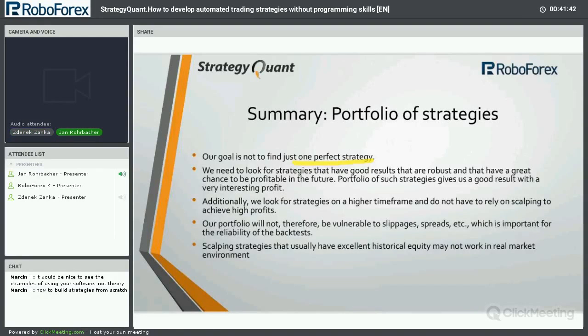What I want to add here is that scalping strategies that usually have an excellent historical equity backtest may not work on the real markets. Regarding scalping, I'm not saying that this is something you definitely need to avoid, but scalping, in my opinion, is one of the most difficult trading techniques. And if you are a newbie or you are just starting with trading, then my advice is definitely to stick with higher time frames.